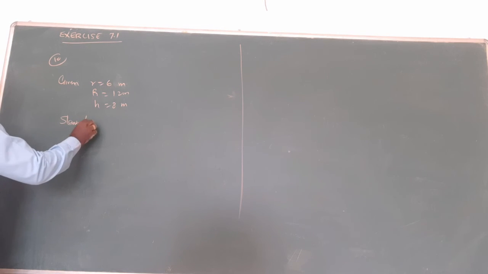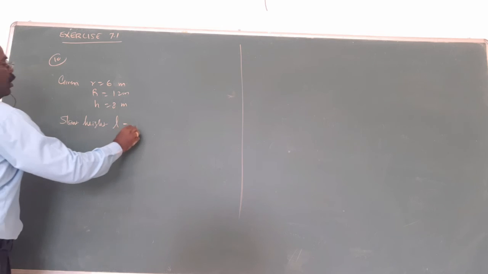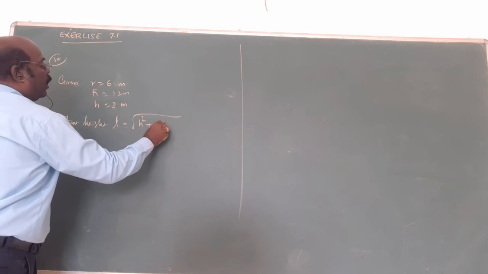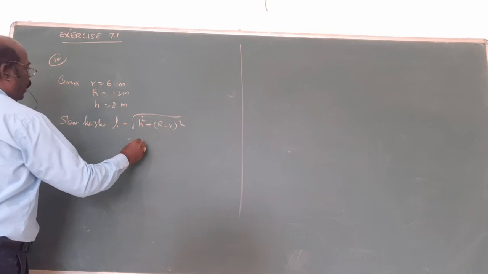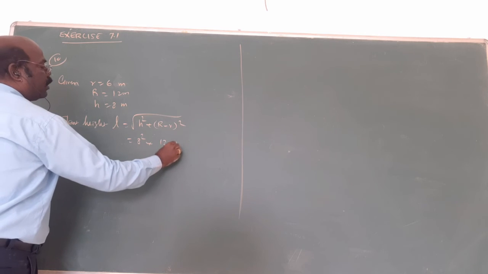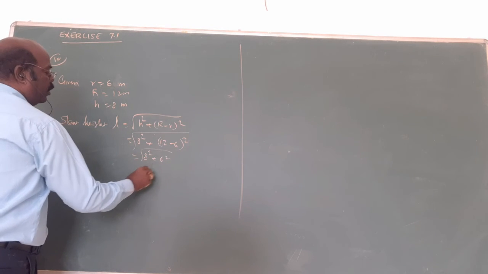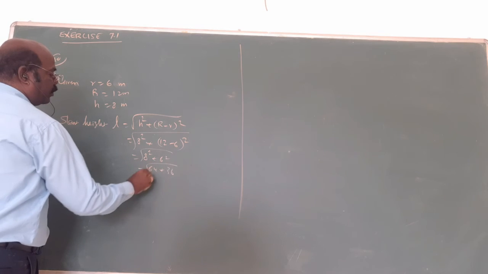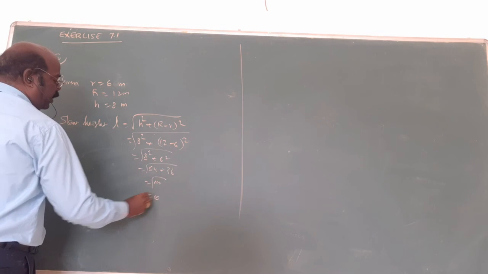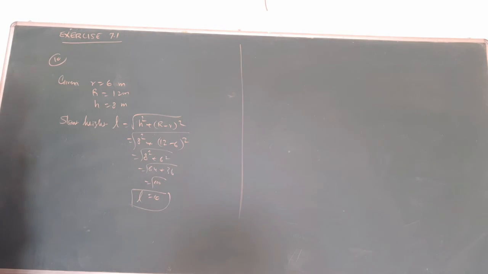Now the total cost of painting is asked. To find it we need the total surface area, and for that we need L, the slant height of the frustum. Slant height L equals root of h square plus (R minus r) whole square, which is root of 8 square plus (12 minus 6) whole square, equal to root of 64 plus 36, which is 100, so L is 10.